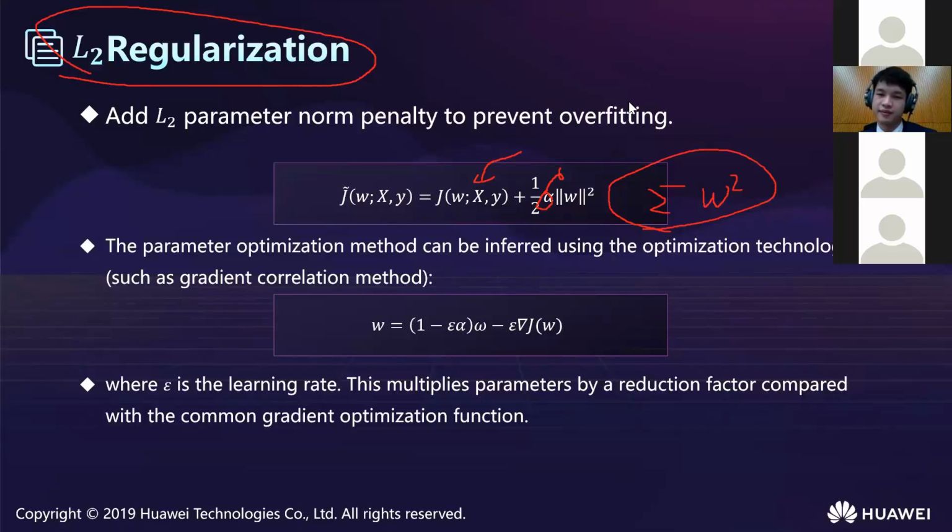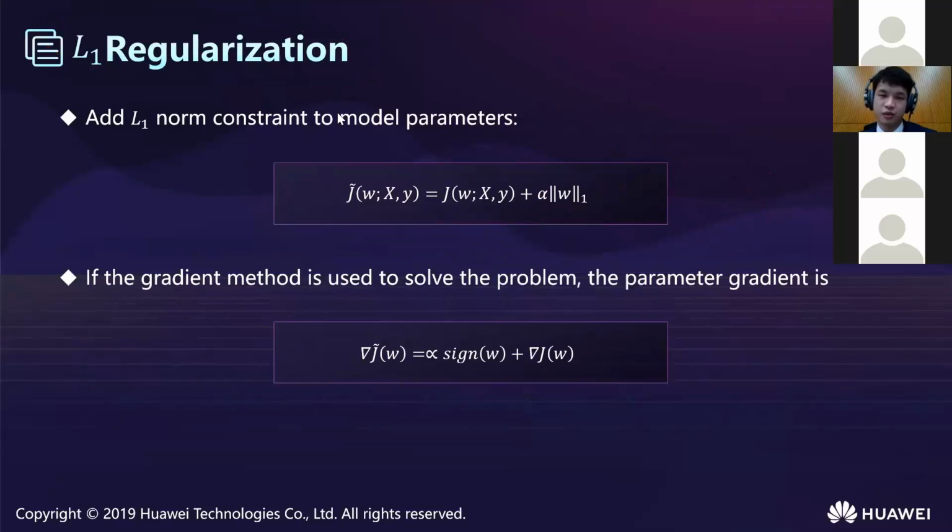norm. Okay, and then another one is called the L1 norm. It will add the sum of all the weights into the loss function. And of course, alpha is also a hyperparameter. We need to set it according to the test tasks. Okay, and that is the penalties. So do you have questions?